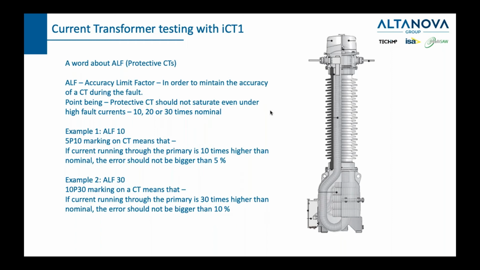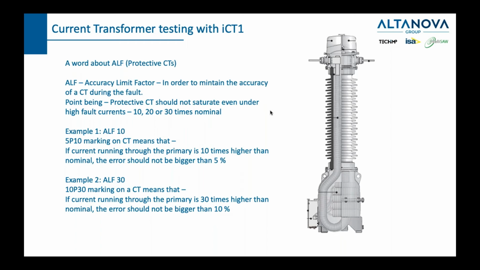ALF is short for accuracy limit factor, and in order to maintain the accuracy of a CT during the fault, our device needs to correctly transform the primary side values onto the secondary side. So point being, protective CTs should not saturate even under high fault currents, as we said before, 10, 20, or 30 times more than nominal, excuse me. So I think the best way to explain ALF are these two examples.